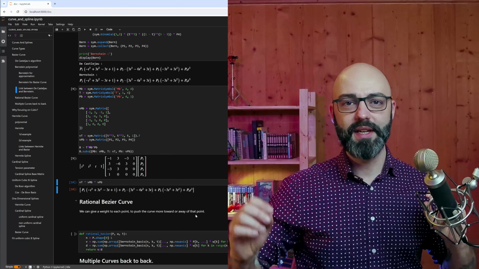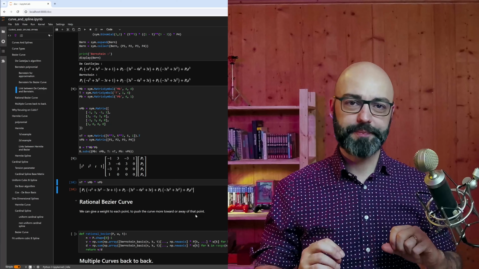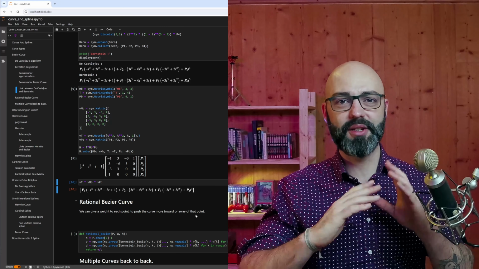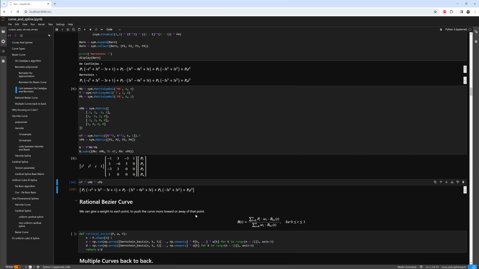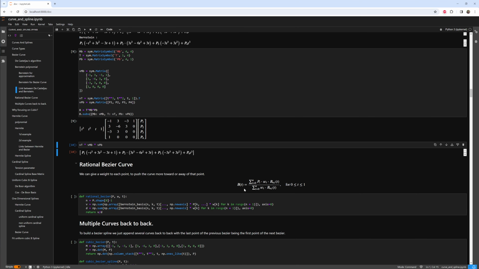And so you could give weights to each point to make the curves get closer to that point relative to another one. So the formula is basically the same as the normal one. You take your point, you multiply with the Bernstein basis, except that you also multiply it by the weight. So each point has a weight and a Bernstein basis. And then you divide everything by the sum of all the weights multiplied by the Bernstein.